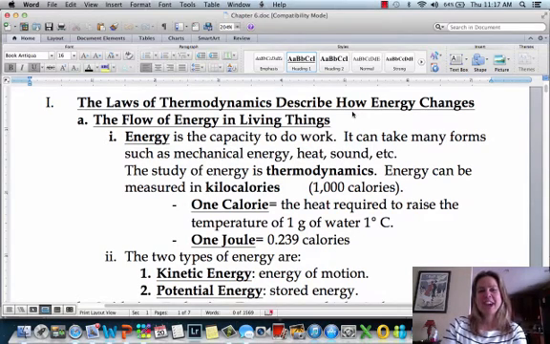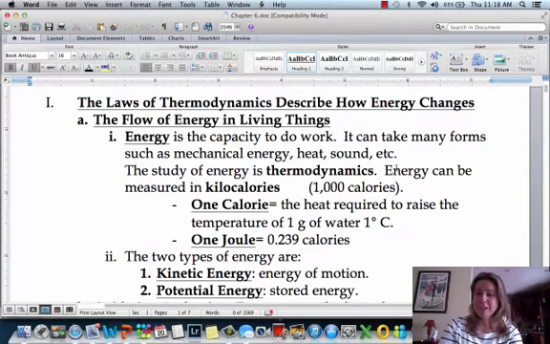All right, this chapter is going to be about energy flow and how it goes through different stages and also how it works in our systems. So energy by definition is going to be the capacity to do work. We can have all different forms of it: mechanical, heat, sound, all sorts of different things. If you were to study energy, that study is called thermodynamics.